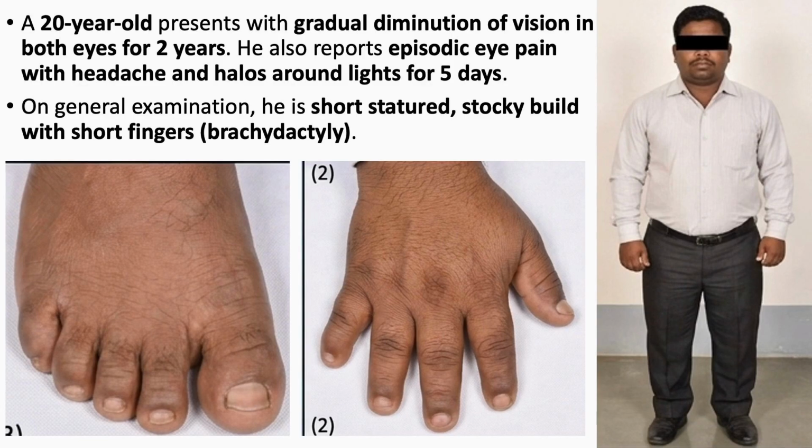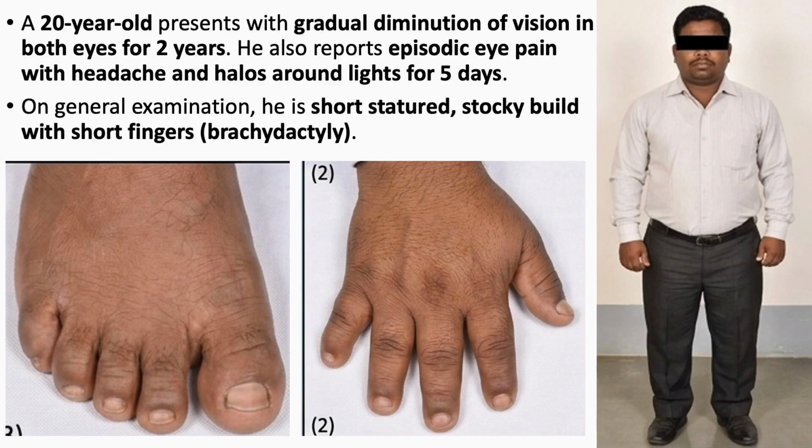Alright, this is our first case. A 20-year-old male presents with gradual diminution of vision in both eyes since the last 2 years. Along with this, he reports episodic eye pain with headache and halos around the light for 5 days. Now see, eye pain, headache, halos. This combination immediately suggests raised intraocular pressure, possibly acute angle closure.